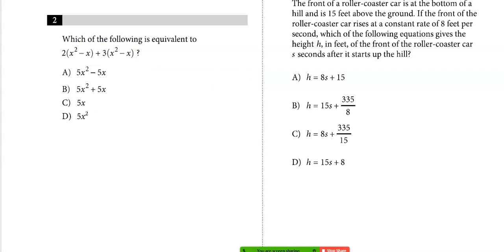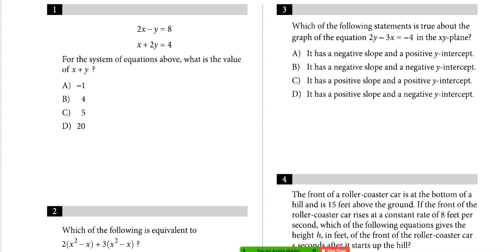All right, moving right along to number 3. Which of the following statements is true about the graph of that equation in the xy plane? Well, I kind of peek at the answers, and it's asking me about slope and about y-intercept. So those are the key features that I need to pull from that equation. Unfortunately, it's in standard form. So I have 2y minus 3x equals negative 4. I would put it in slope-intercept form, y equals mx plus b, because then it's easy to know that the number in front of the x is the slope, and the back number, the constant, is the y-intercept.